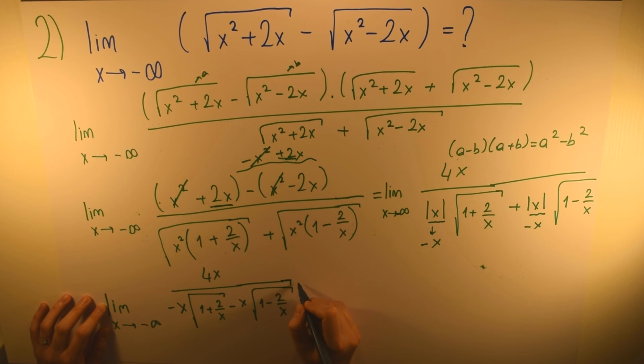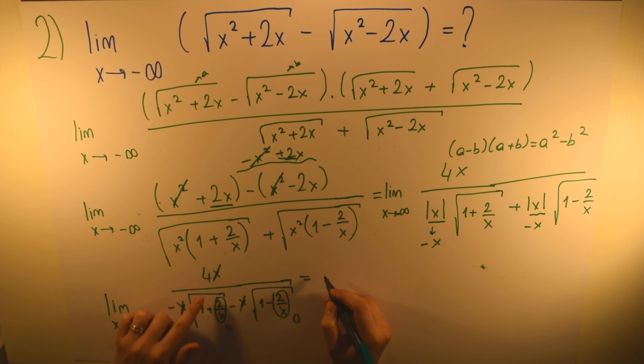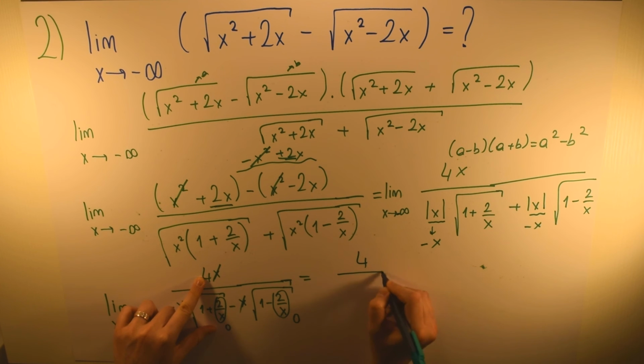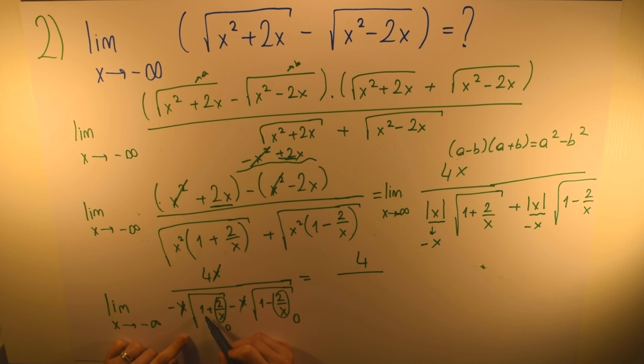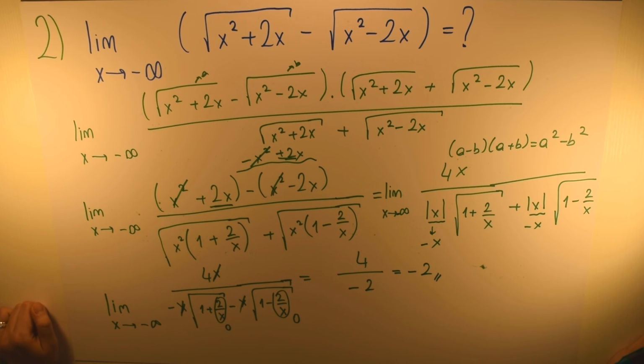So here we can cancel out these x's, okay, and then from here 2 over x, when x approaches infinity, this is equal to 0, and also this is equal to 0. From here we will get 4 in the denominator, we have 4, and here we have 1, it's minus 1, also here we have minus 1, so minus 1, it's equal to minus 2, so 4 over minus 2, which is equal to minus 2, and this is the answer for our question.